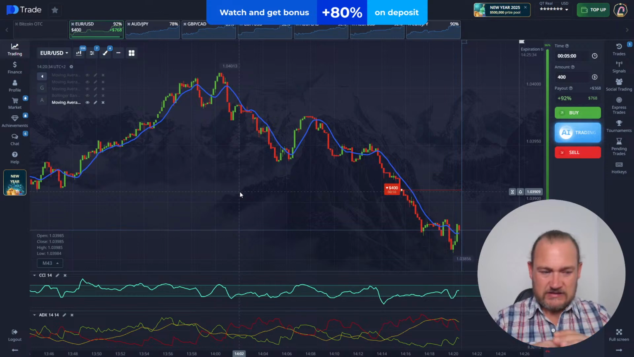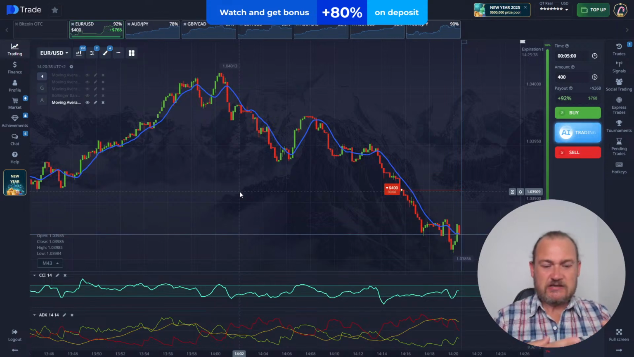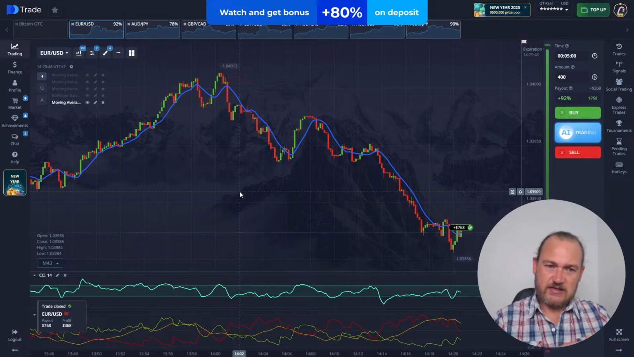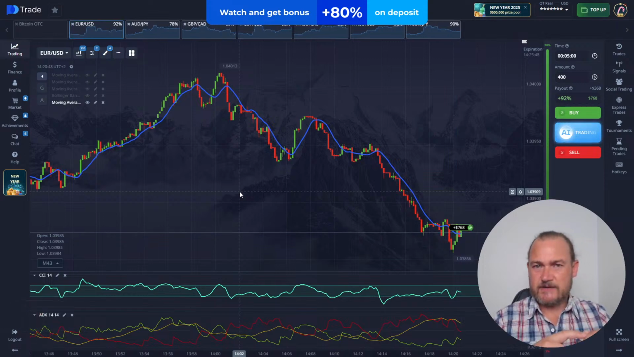Okay, so we've discussed two ways now that we can use the CCI. Like I said, the first one is with the moving average. We combine it with the moving average and then use the direction of the trend to take continuation trades as soon as the CCI goes into oversold or overbought.